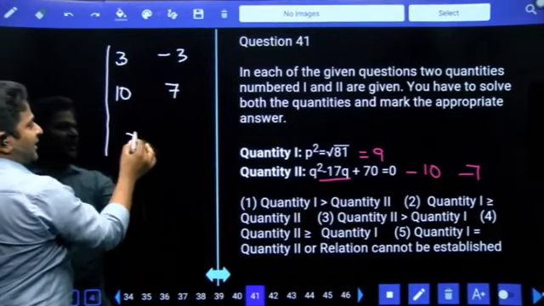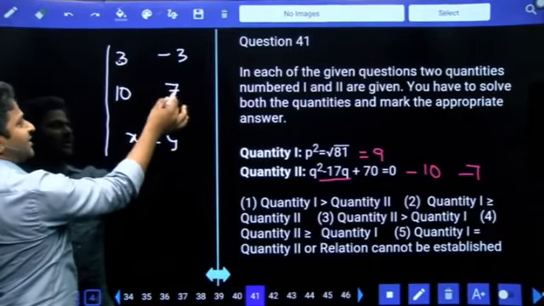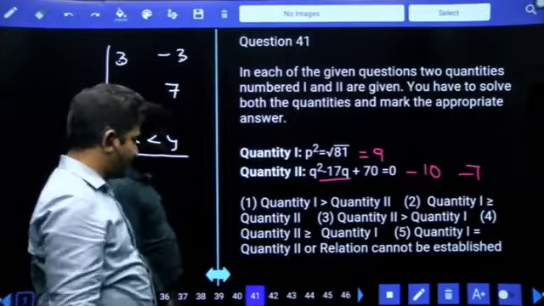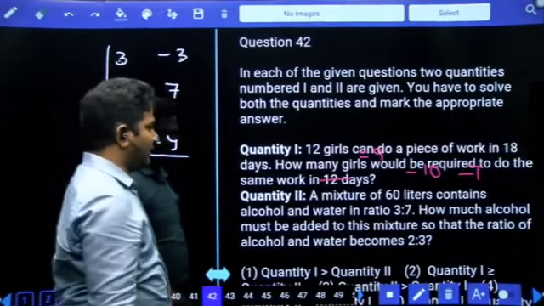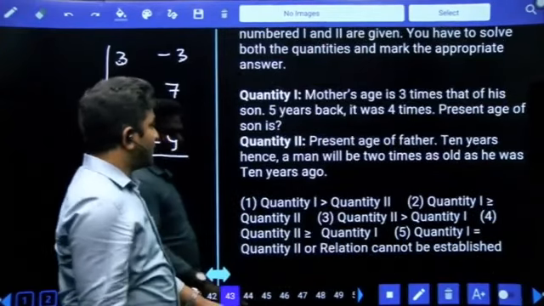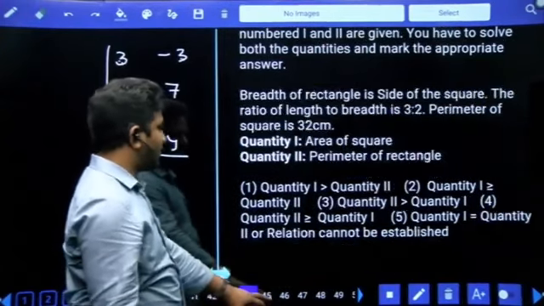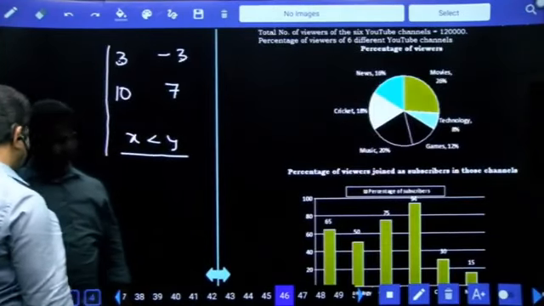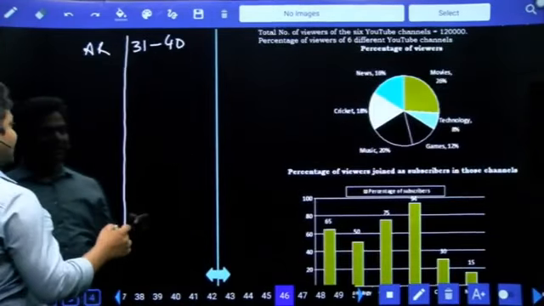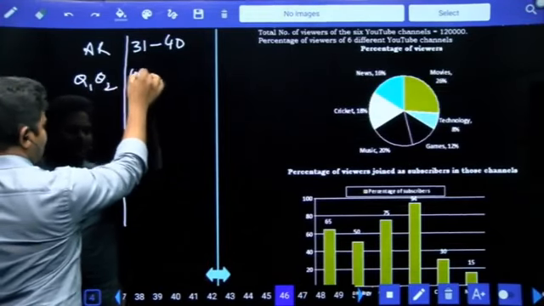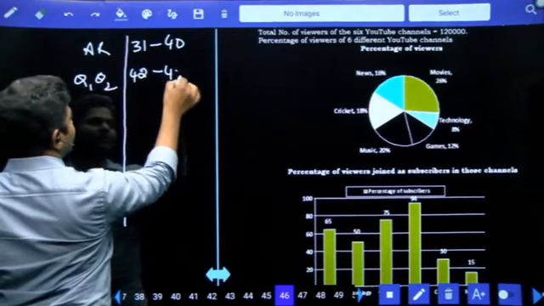X less than y, negative number and positive number, x less than y condition. Next, now we have Q1 and Q2s. Yes, 1 2 3 4 Q1 Q2s we have. Let's maintain them in index. Q1 Q2 from 42 to 45.